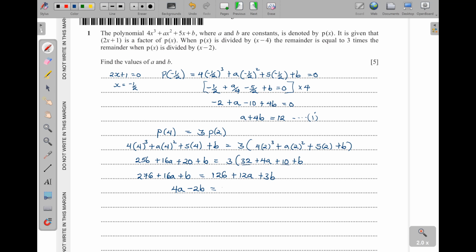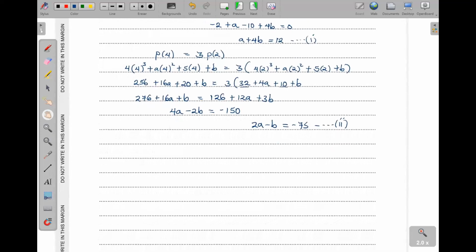276. That one will give us negative 150. And I can divide all through by 2. Then I can get 2a minus b, which is equal to negative 75. So this is the second equation. And then I can solve these two simultaneously.